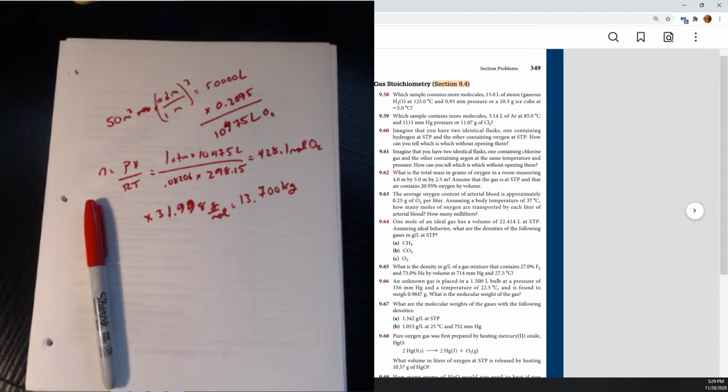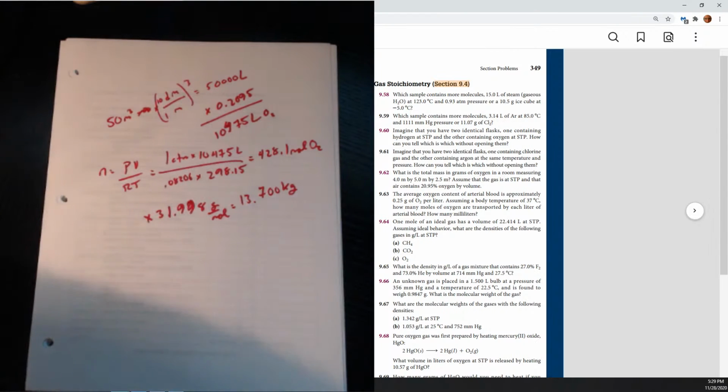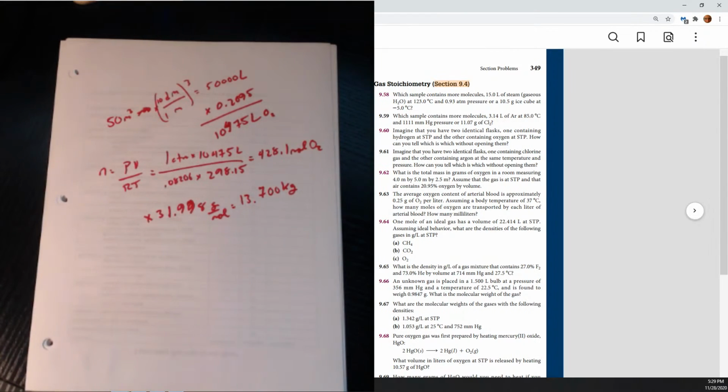Now 64. 1 mole of an ideal gas has a volume of 22.414 liters at STP. Assuming ideal gas behavior, what are the densities of the following gases in grams per liter at STP? 1 mole. Okay, so what is the molar mass of ammonia? Then we divide that by 22.414. What's the molar mass of CO2? Divide that by 22.414. This problem is a little bit easier than they are saying.